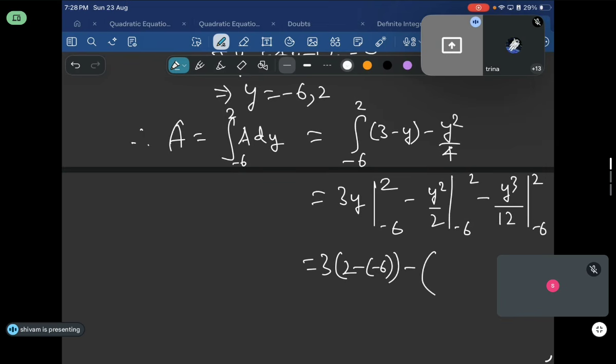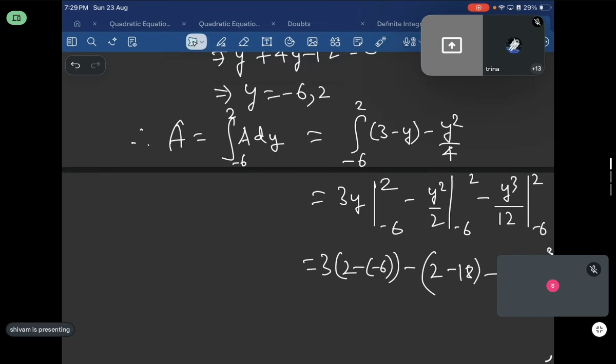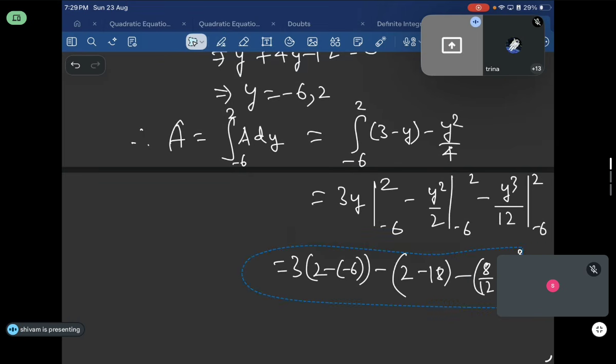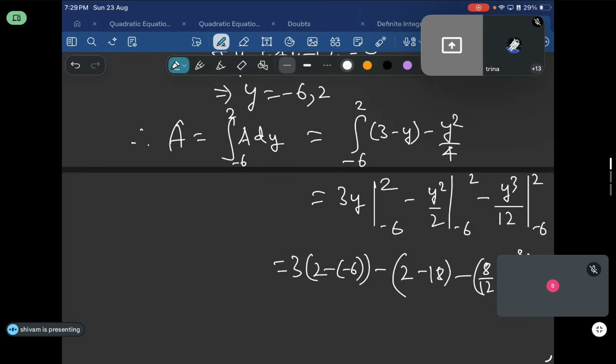Minus y square by 2 will give us 2 square by 2, which is 2, minus 18. Minus y cube by 12, so that is 2 cube, 8 by 12, minus of minus 6 whole cube by 12. Just check everyone, I have substituted it correctly, right? So this will give us how much?